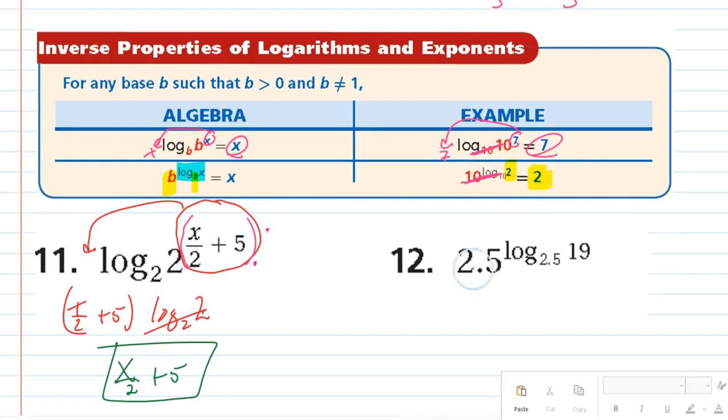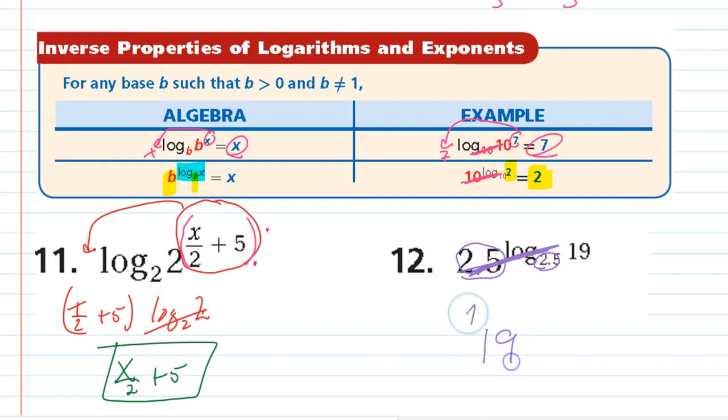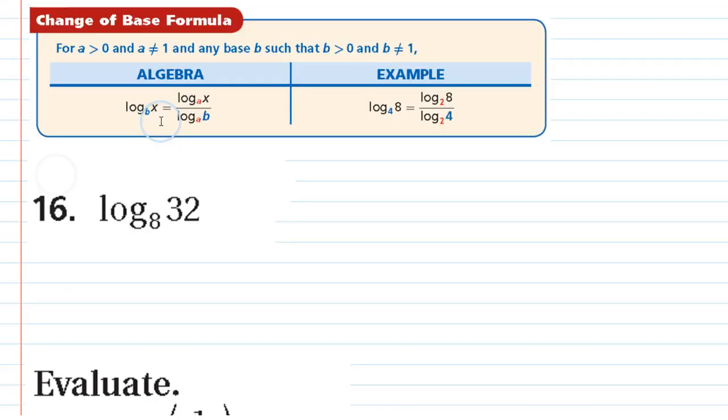So for our example here, 2.5 to the power of log base 2.5 of 19. Notice the base of the exponent and the base of the log are the same thing. That means they cancel out, and our answer is 19. No math involved. All right, the next property is the change of base formula.